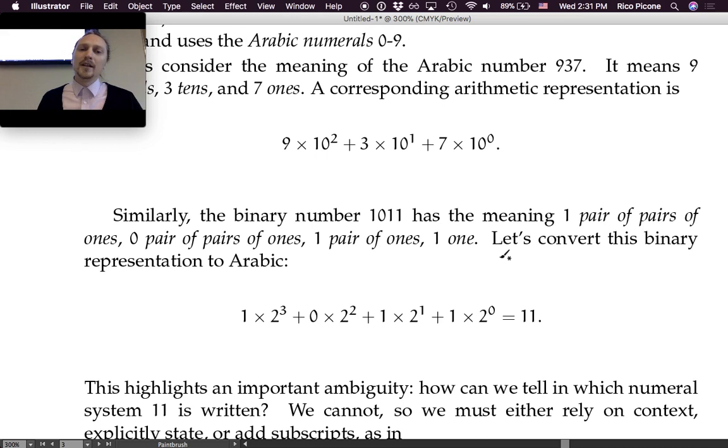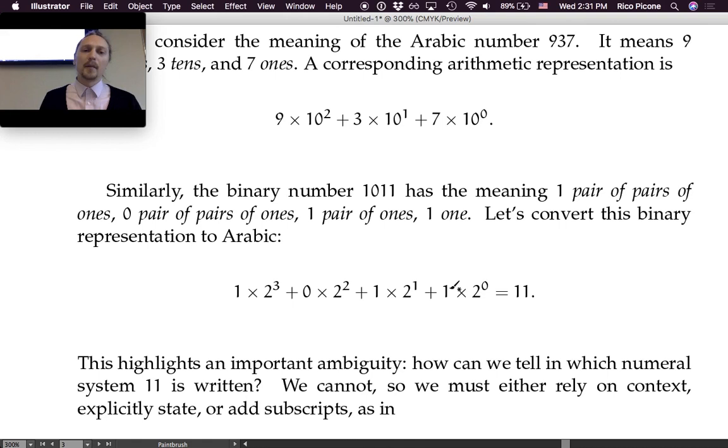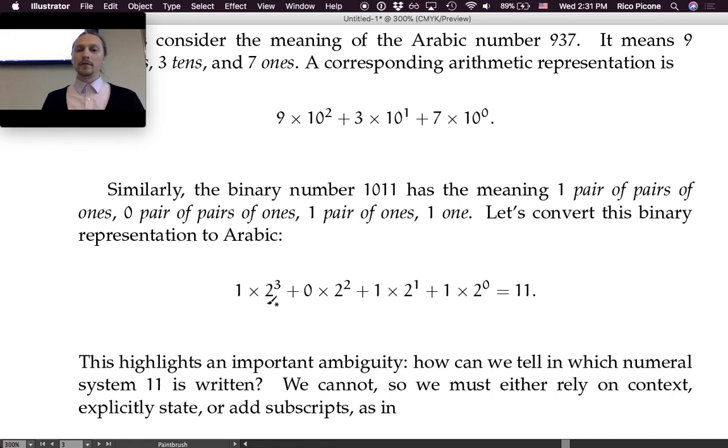So let's convert this binary representation to Arabic. In the fourth position, one, corresponding to this guy, 1 times 2 to the third, because base 2, plus 0 times 2 to the 2, so the 0 came from this 0, plus 1 times 2 to the 1, plus 1 times 2 to the 0, which is equal to 11 in base 10.